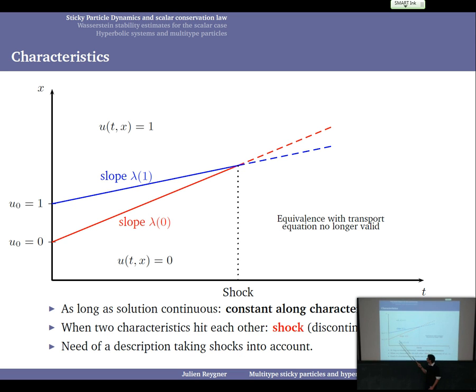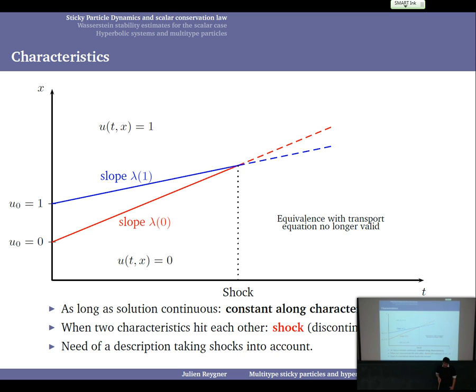Depending on the values of lambda of 0 and lambda of 1, it can happen that these characteristics will cross each other. And at this point, of course, I have a discontinuity in the solution u. So at least after this point, I know that the conservation law is no longer equivalent to the transport equation. And therefore, I cannot use the method of characteristics to solve my scalar conservation law after this shock.